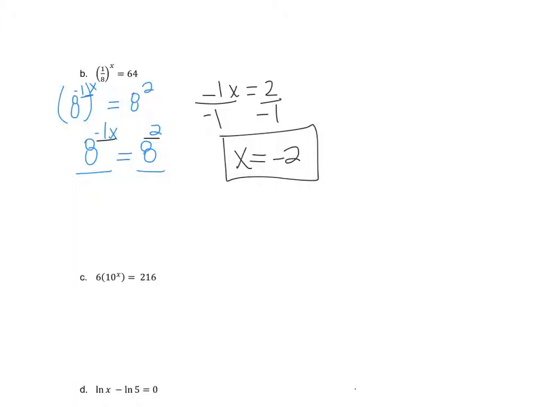Part C is where we're going to deal with solving exponential equations where you cannot make the bases become the same number. So look at part C. The first thing you always want to do is you want to isolate the exponential. Okay, so how we're going to start this is I'm going to isolate my exponential by dividing out the 6. So divide by 6, 10 to the x equals 36.